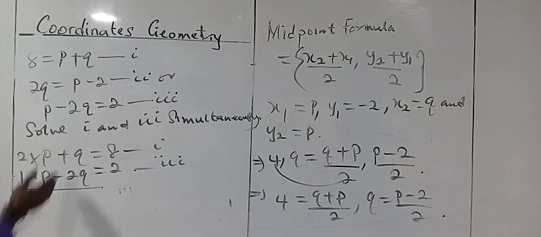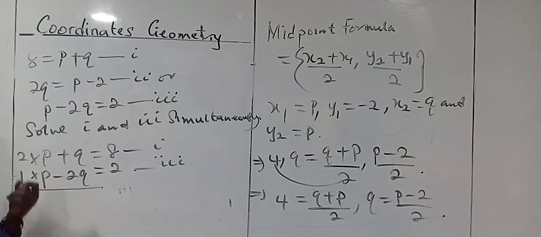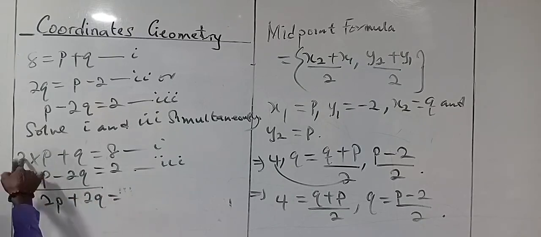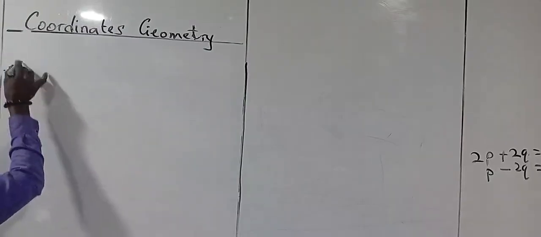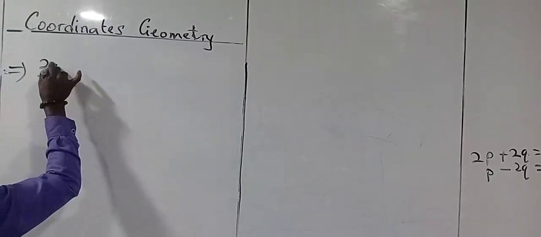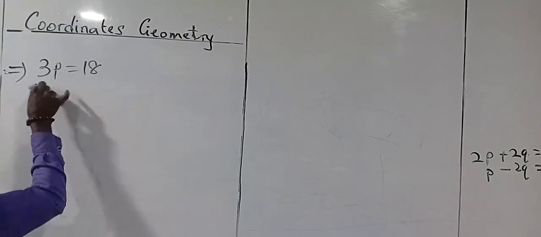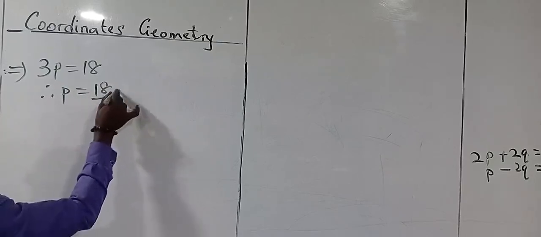Why am I doing that? In order to eliminate Q first. Because you must make sure that their coefficients are the same in size, but one is positive and the other is negative. So in this case we have 2P plus 2Q equals 2 times 8, that is 16. When you add the two together, we get 3P equals 18. To obtain P, we divide both sides by 3, which gives you 6.